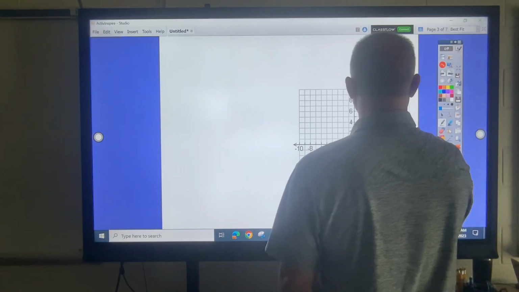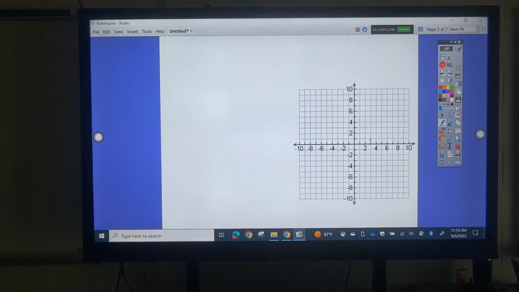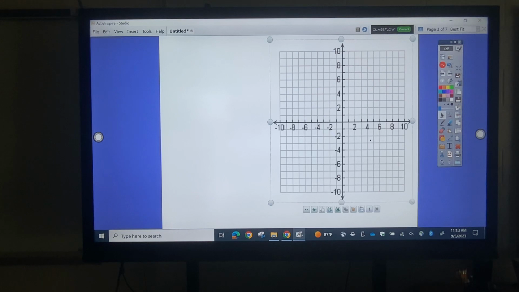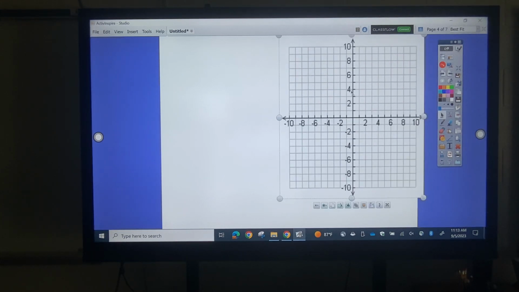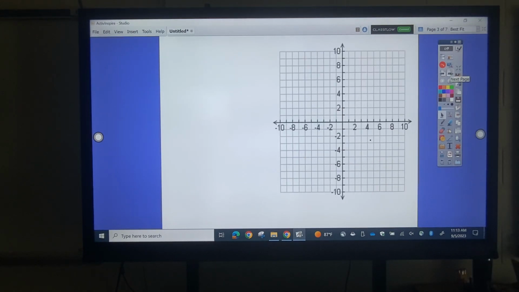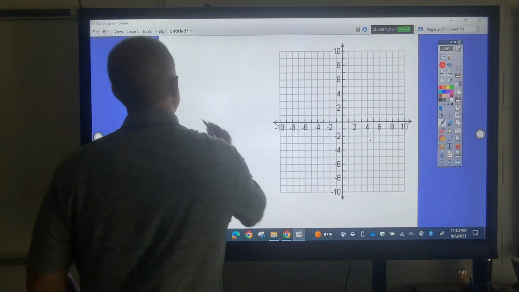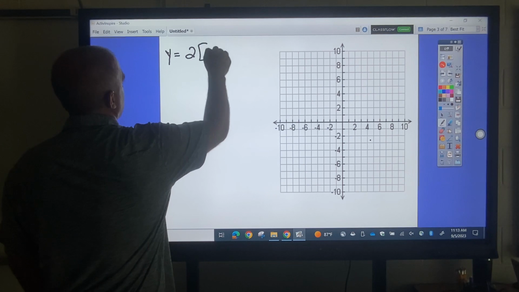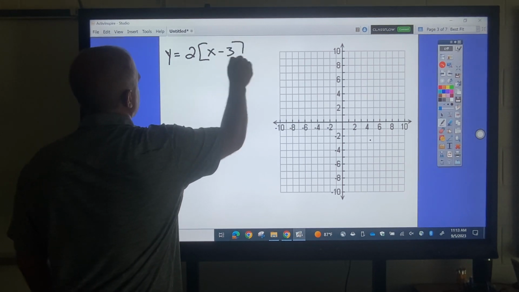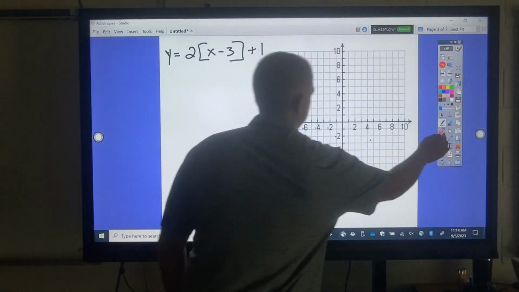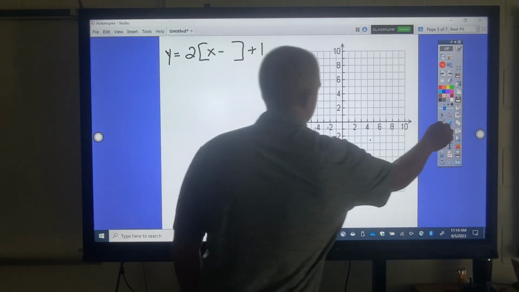Okay, let me see if I can blow this graph up a little bit, because I think I'm going to need to graph the halves. Okay, that's good. All right. Okay, let's do another one. Let's say I got y equals the greatest integer of x minus 3, times 2, minus 4. Just so we're not using the same relative numbers.